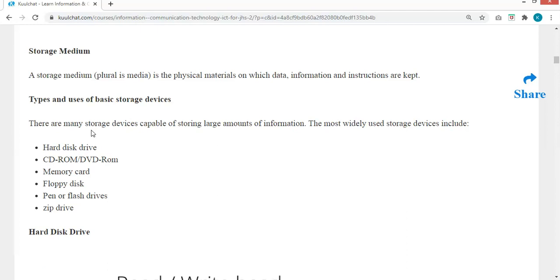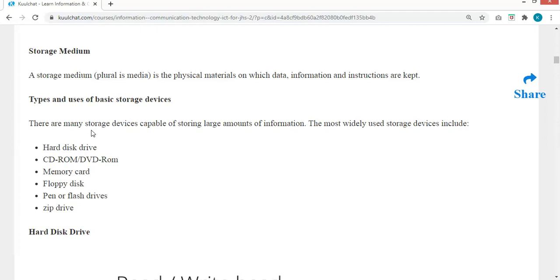So the device is the actual physical device, but the material where the information is kept is what we call the storage medium. So types and uses of basic storage devices. In this section, we are going to look at certain storage device types and the use of them.